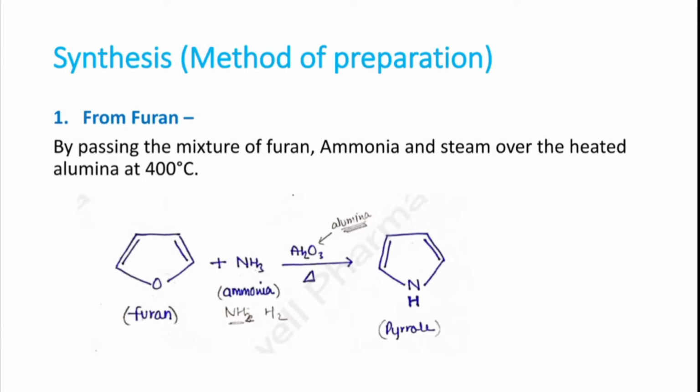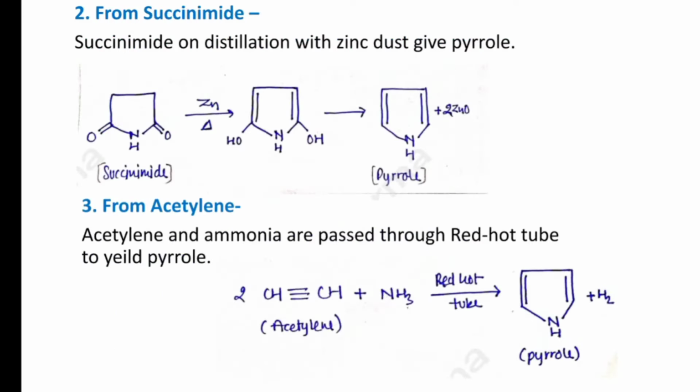First is from furan. By passing the mixture of furan, ammonia and steam over heated alumina at 400 degrees Celsius, we get the product, that is pyrrole. The second method is from succinimide. Succinimide on distillation with zinc dust gives pyrrole. And the third method is from acetylene. Acetylene and ammonia are passed through a red hot tube to yield pyrrole.